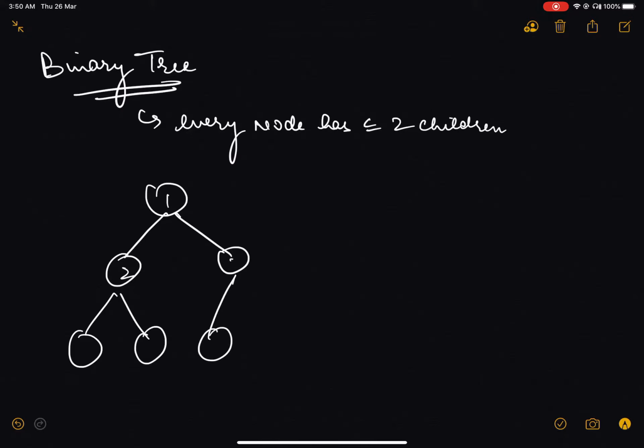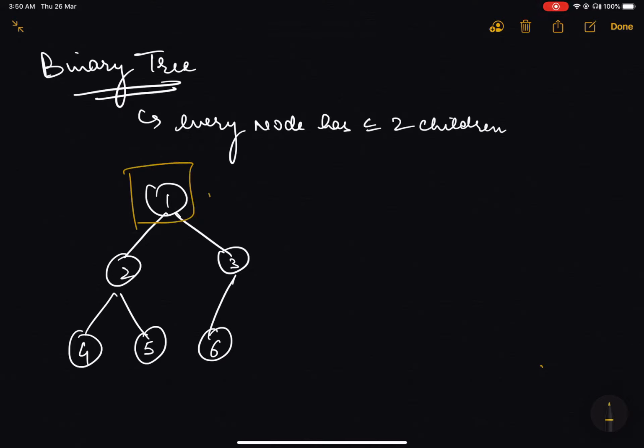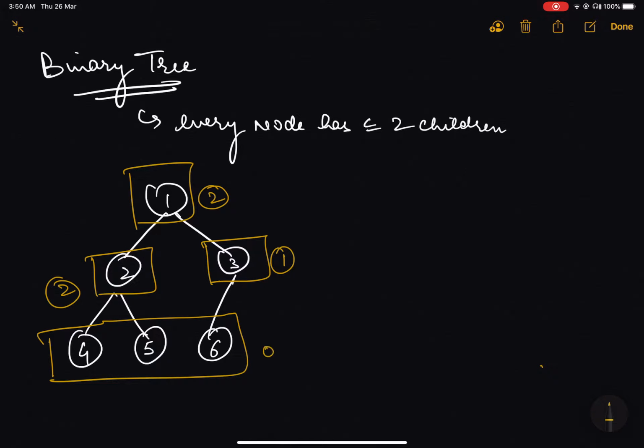Here the nodes are numbered as 1, 2, 3, 4, 5 and 6. In this tree we find that the node 1 has 2 children, node 2 has 2 children, node 3 has 1 child, node 4, 5 and 6 have 0 children. As in this complete tree, each node has less than or equal to 2 children. This is a binary tree.